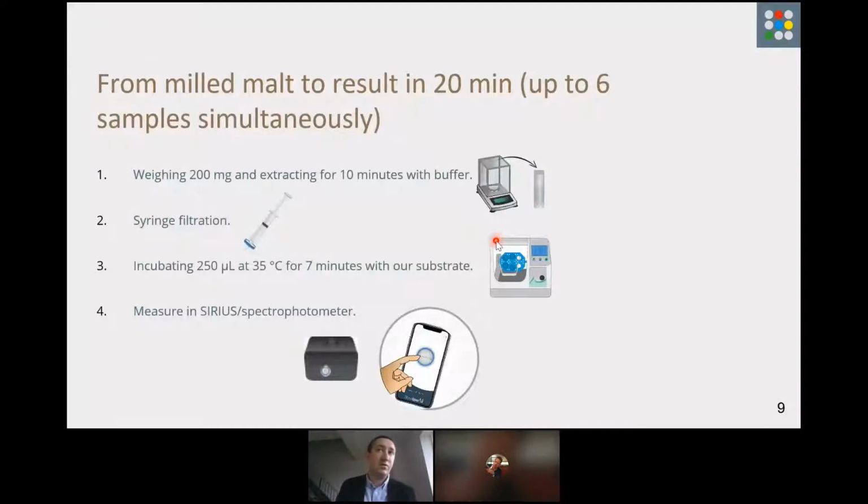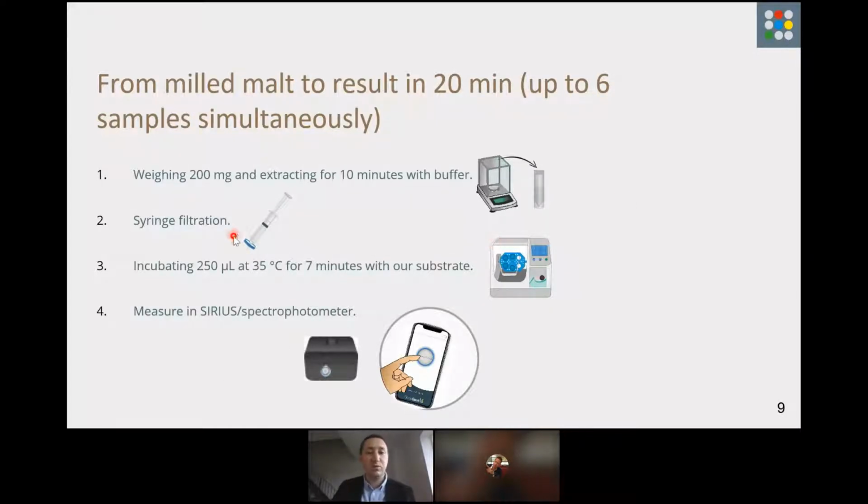I said before that our method is fast to use, but how fast is it? Well, it can measure up to 6 samples simultaneously, in about 20 minutes. So from the milled malt sample to the result, it would take you 20 minutes for 6 samples. How would you do that?